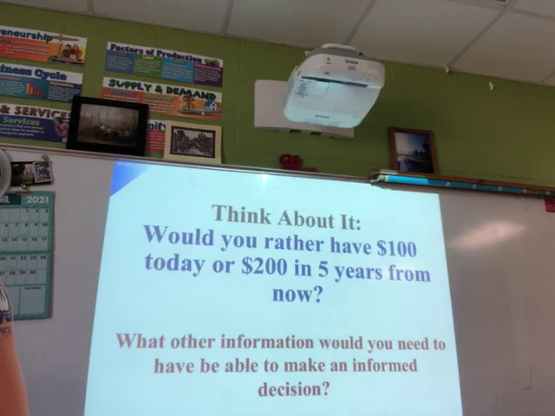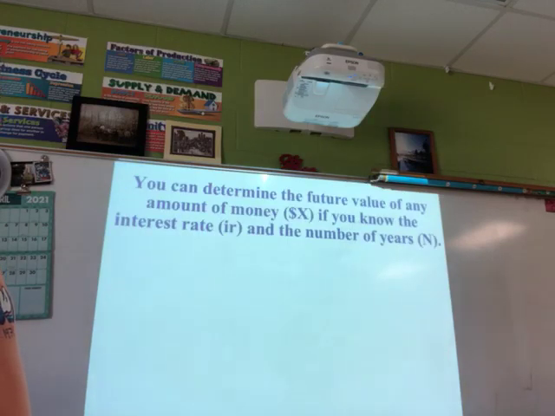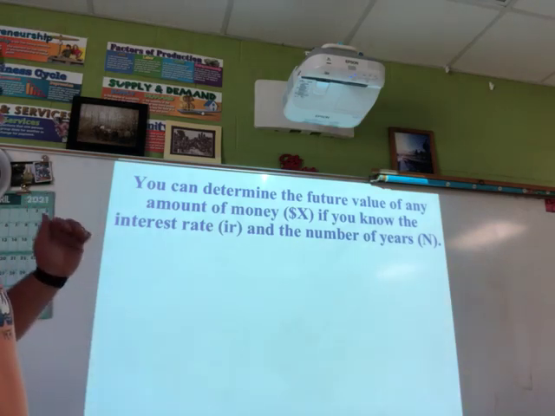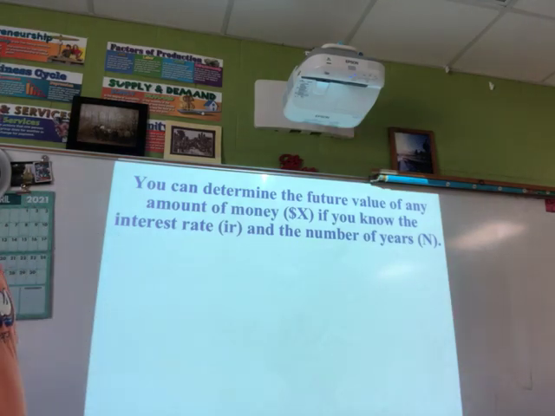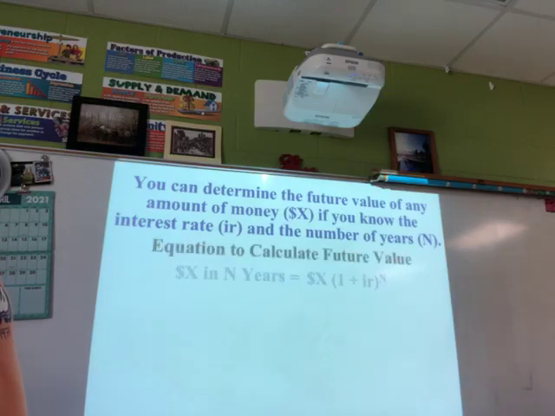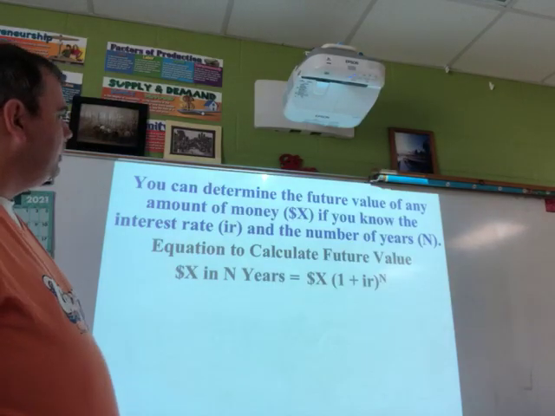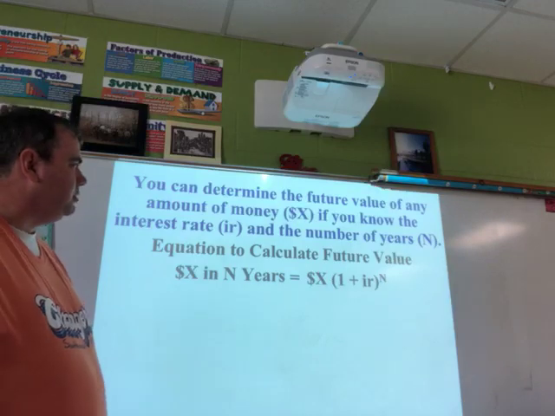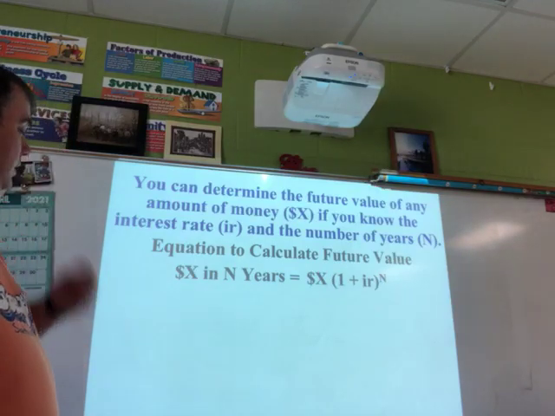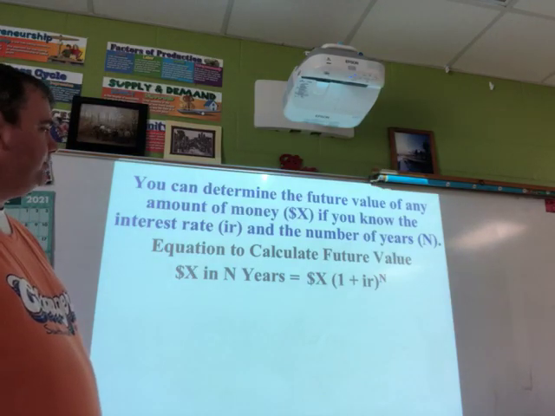Says, would you rather have $100 today or $200 in 5 years from now? Okay, what do we need to know to make that decision? We need to basically know what the interest rate is and what the number of years are. So basically, here's the equation to calculate the future value. How much money, then you take 1 plus the interest rate and then raise it to the number of years.